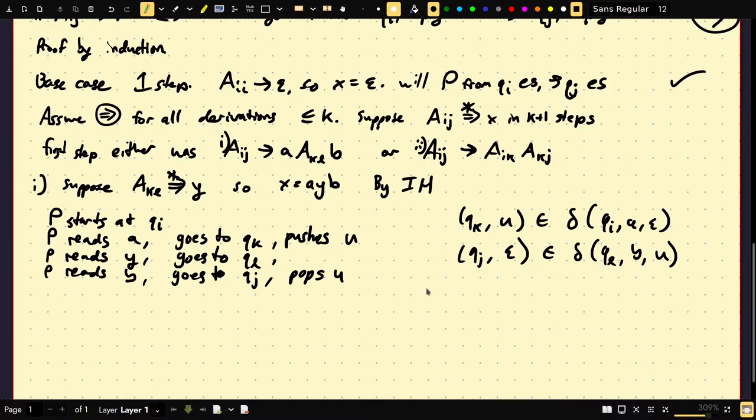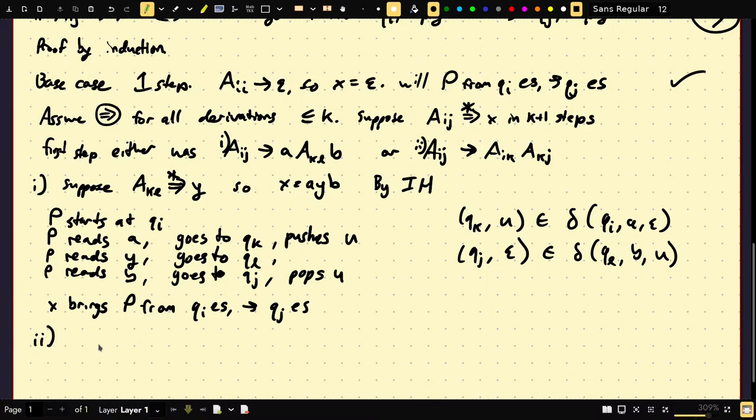So then in this case, it's true that X brings P from q_i, empty stack, to q_j, empty stack, right? It was empty here. We pushed U, we popped U, we ended at q_j. So we went from q_i empty stack to q_j empty stack. It's still empty. So the theorem holds for that case. Good. Now, what about the second condition?